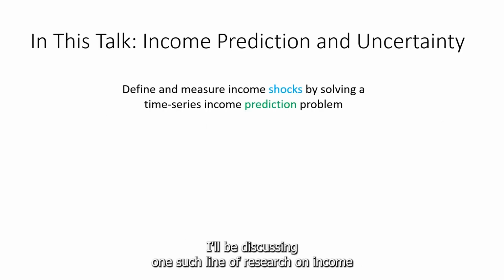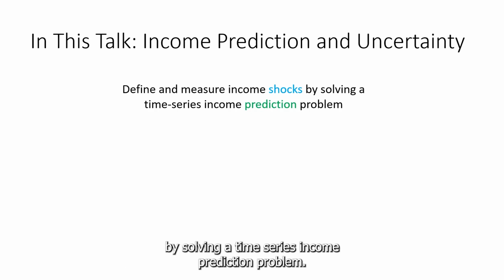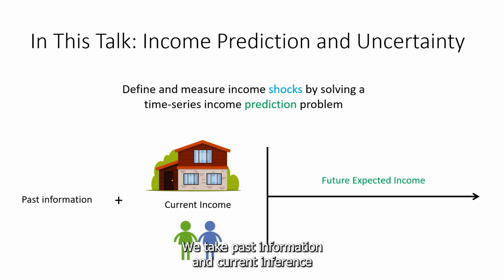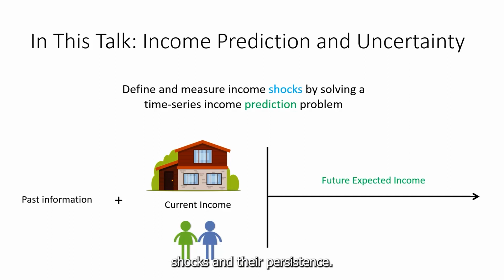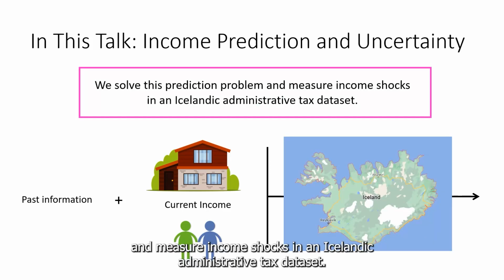In this talk, I'll be discussing one such line of research on income prediction and income uncertainty, where we define and measure income shocks by solving a time series income prediction problem. That prediction problem looks like this. We take past information and current income and then try to estimate future expected income in order to estimate income shocks and their persistence. We solve this prediction problem and measure income shocks in an Icelandic administrative tax data set.